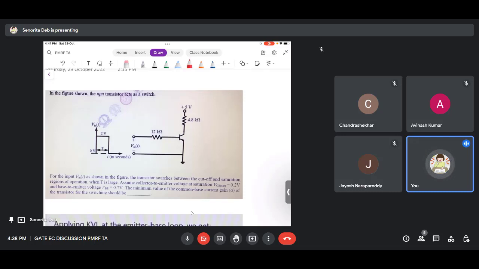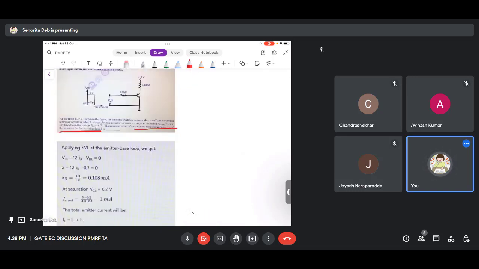So they have taken Vin to be 2 volts, so it is in saturation region, right? It will be in saturation at this point. If you take Vin as 2 volts, you just have to apply KVL here. This is plus minus 0.7, and you will arrive at IB equal to 0.108 milliampere. Since it is in saturation, as given in the question, this is plus minus 0.2, and you can find the current from here, which is nothing but 1 milliampere, (5 minus 0.2) by 4.8.